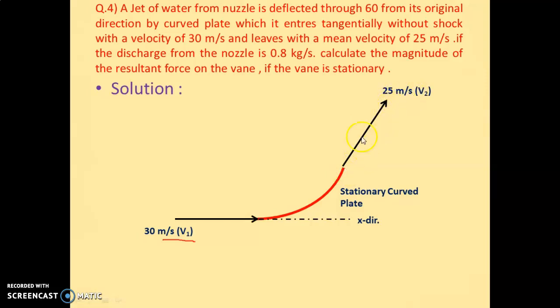Okay, but at an inclined angle. So as this velocity is at an inclined angle, what we will do is we will resolve this component into two parts. Okay, we resolve this velocity into two components. Now we know here the jet of water is deflected through 60° at the outlet. So here this component will be 25 cos 60° and this component will be 25 sin 60°.